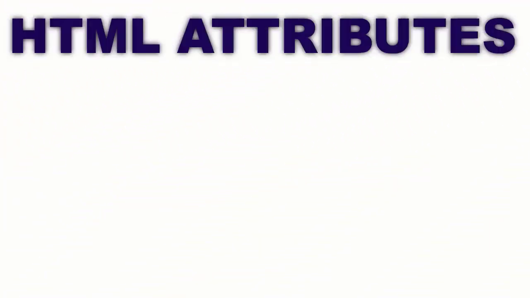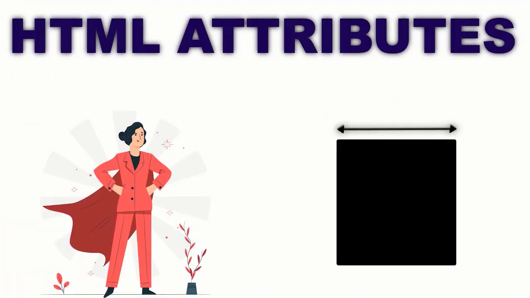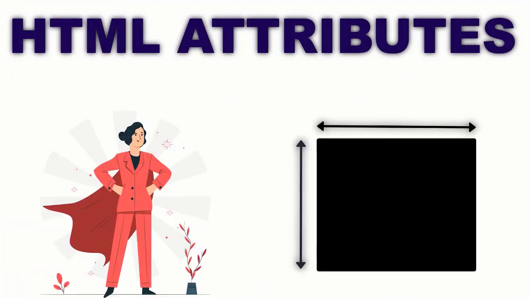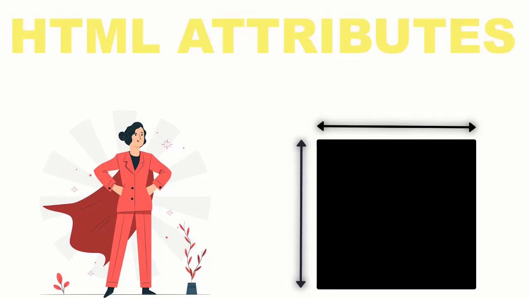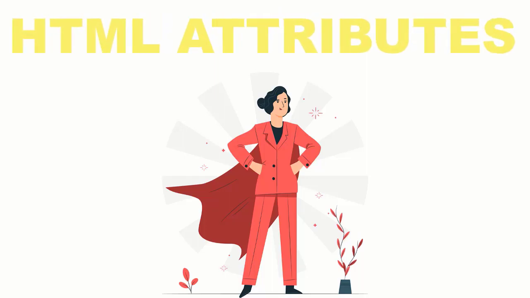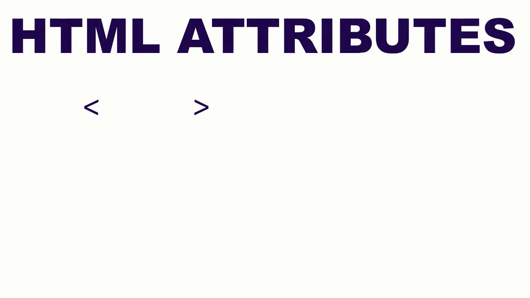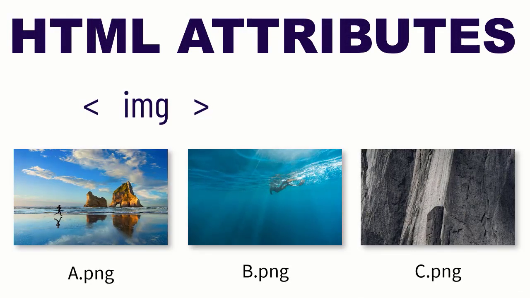So let's talk about attributes. HTML attributes provide additional functionality to our HTML elements. For example, the width of the image, the height of the image, the color of the text, the source of the image and the size of text. We will talk about them later, but the main concept to remember is that attributes provide additional functionality to the element. For example, here we have an img element, so we have to define which image we want to show on our web page.